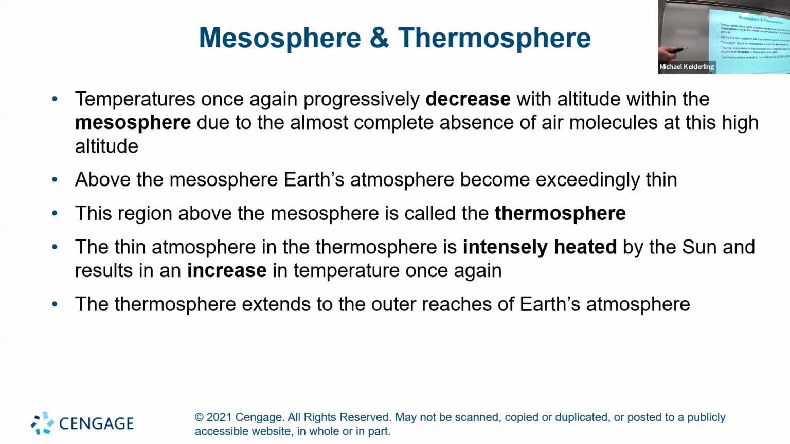Above the stratosphere is the mesosphere, where again the temperature progressively decreases with altitude. There's basically barely any air molecules there. And above the mesosphere, Earth's atmosphere becomes exceedingly thin. This is called the thermosphere, where it's intensely heated by the sun, and this results in an increase in temperature once again. And the thermosphere extends to the outer reaches of Earth's atmosphere.